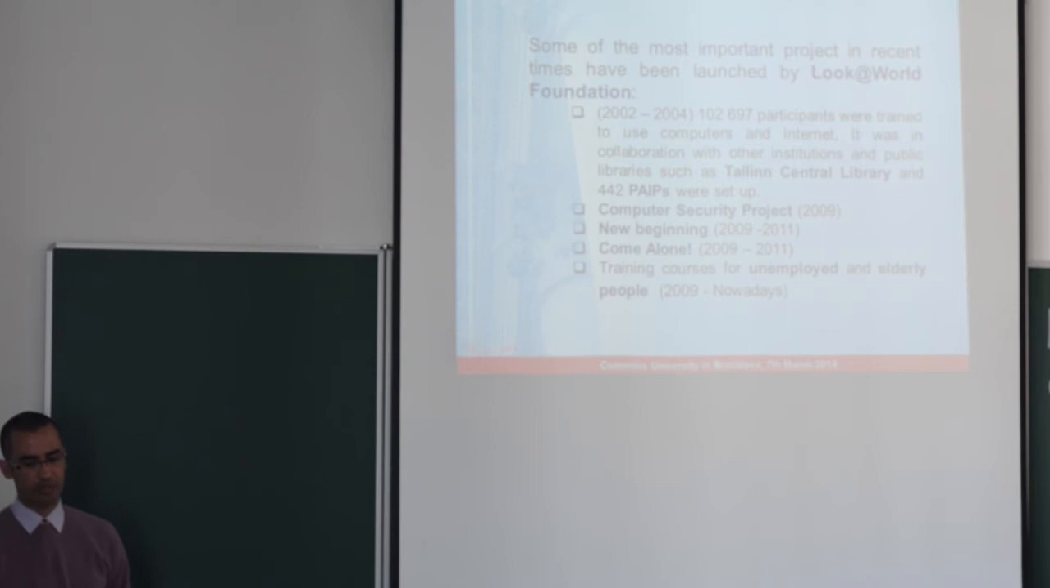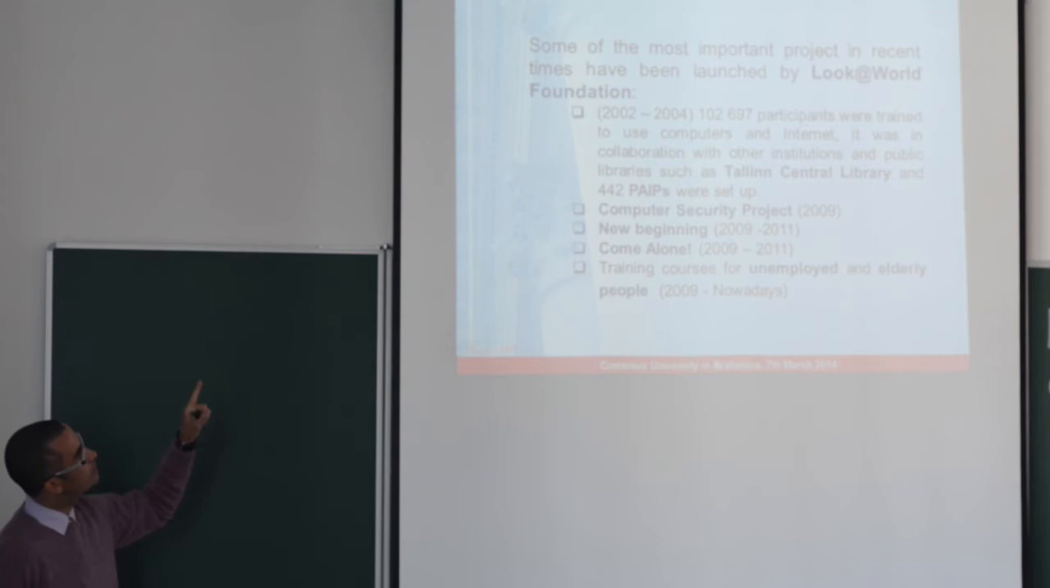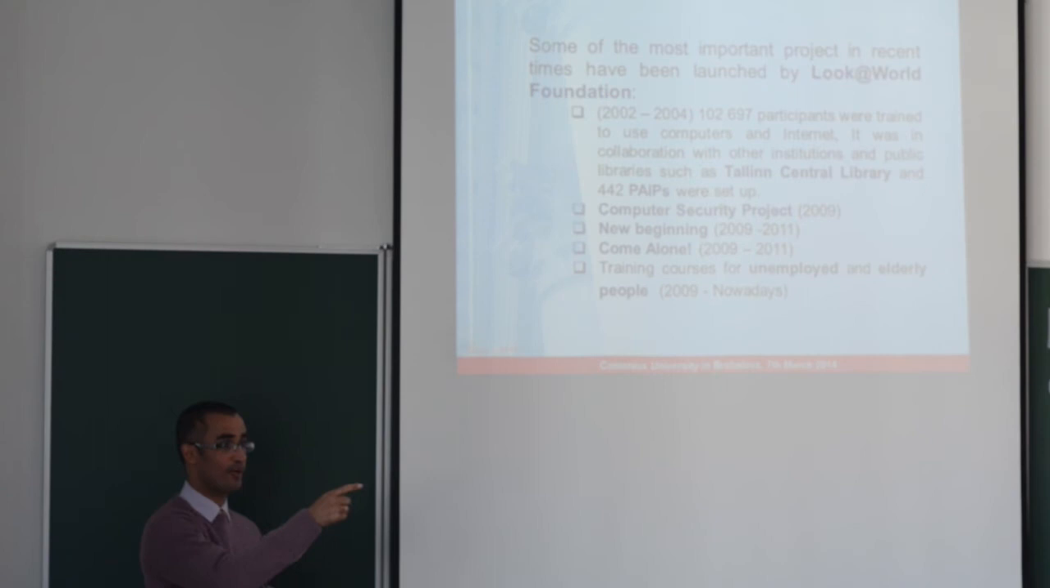Tallinn Central Library is the main public library in Estonia. It is located in the capital. It has 17 branch libraries around the capital, and also two mobile libraries, bus libraries. In that period, they set up 442 PAIPS, as I told you, it's public. Who can repeat? Public access internet points. Beautiful. Thank you.